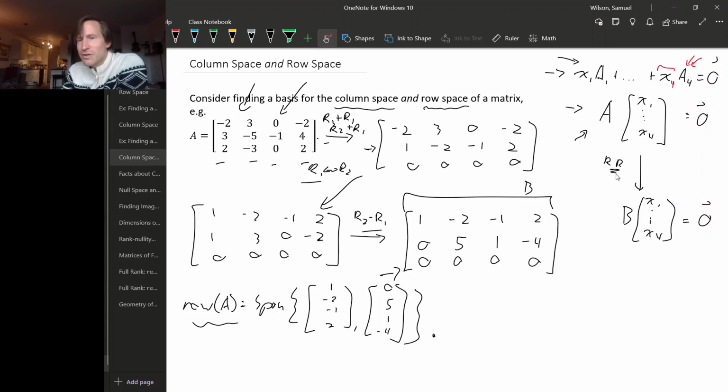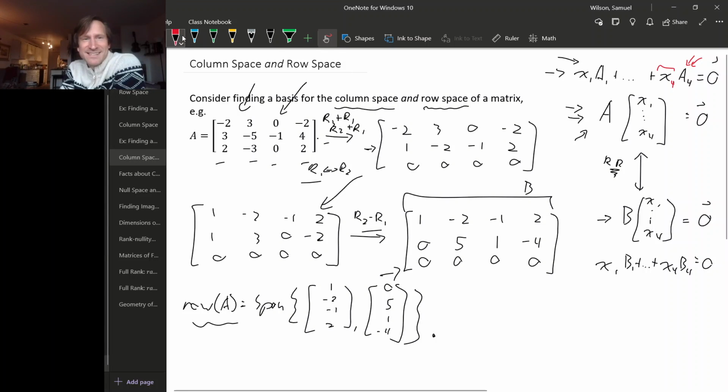Right? And remember, all of these elementary matrices are invertible. So this row reduction, we could go the opposite way if we felt like, for some reason. But now, any solution to this first equation will also be a solution to the second equation with the matrix B, but that means that we have x1 times the first column of B plus, and so on, down to x4 times the last column of B. And again, here we have a linear dependence relation among the columns of B.